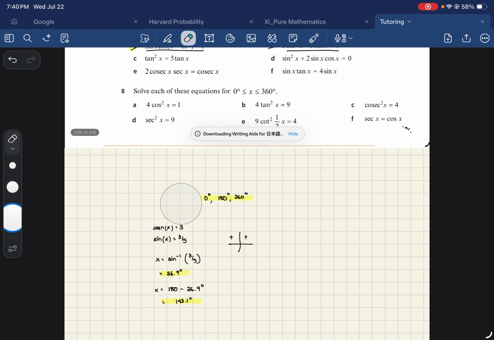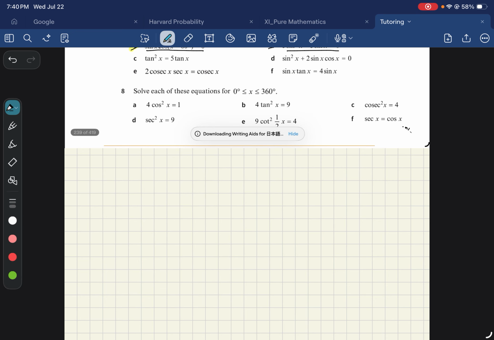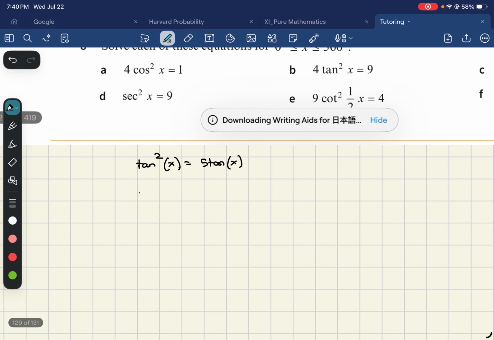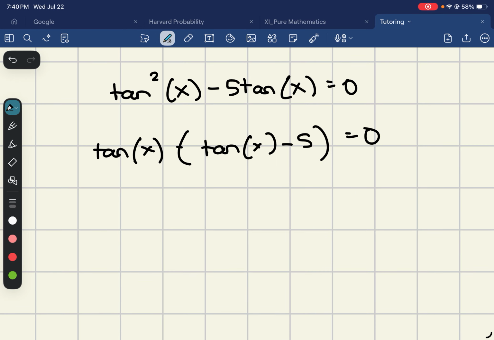C can be done in a very, very similar way. So we have tan squared x is equal to 5 tan x. So we bring everything to one side. So we have tan squared x minus 5 tan x is equal to 0. And let's factor out a tan x. If you factor that out, you get tan x minus 5. All right. So now possibility 1 is that your first term, which is tan x, is equal to 0.